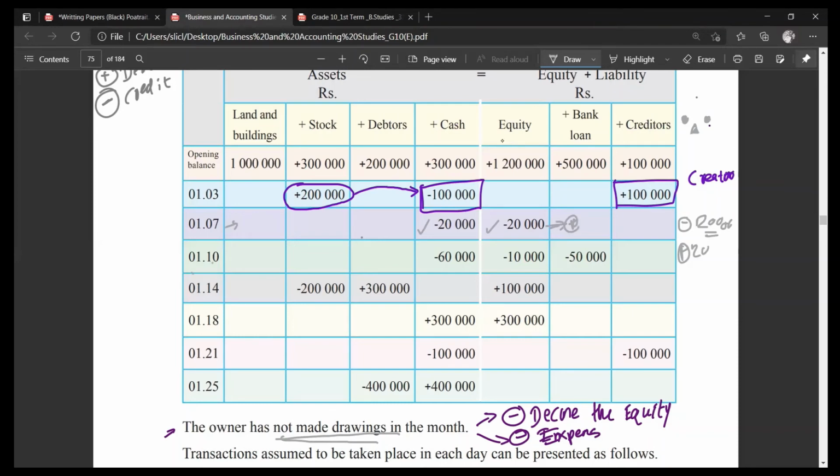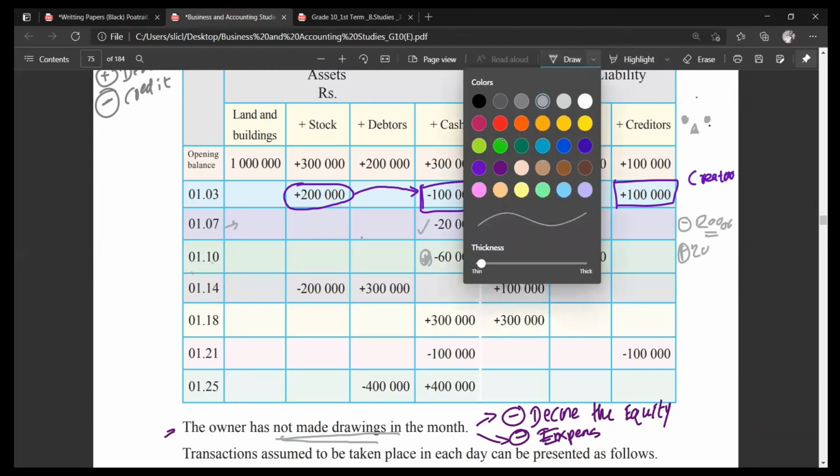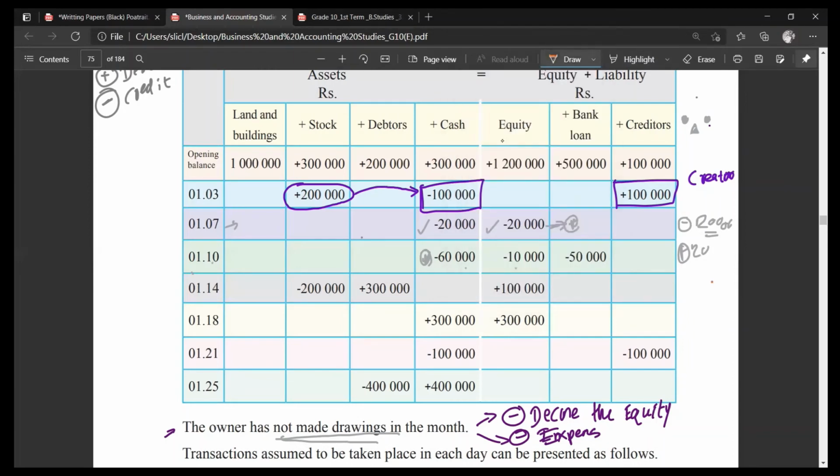On 1/10, cash has reduced by 60,000. Equity also reduced. Guys, this is also simple, right? A bank installment, this situation. You definitely need to remember this, so that when something like this comes, you can answer quickly. So a bank installment: the bank loan liability has decreased by only 50,000 while the cash asset decreased by 60,000.